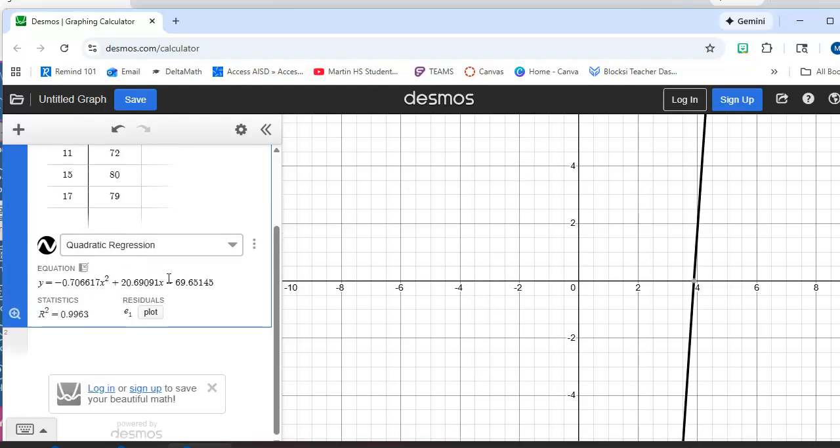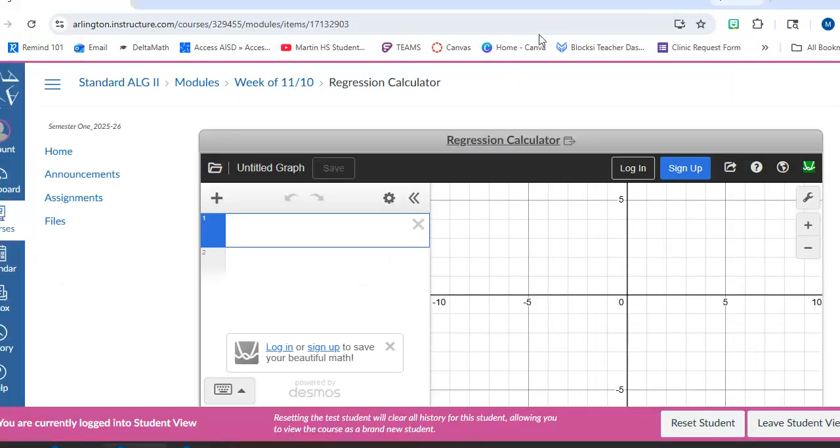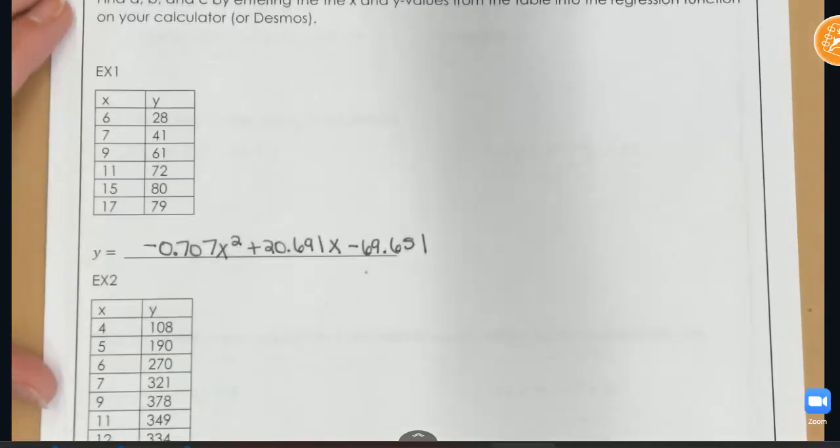What this has done now is given me my quadratic equation, and we're just going to round to 3 decimal places, and I'm going to copy this exactly as it is. -0.707x squared plus 20.691x minus 69.651. That is my quadratic equation, and I will write it down just like that.